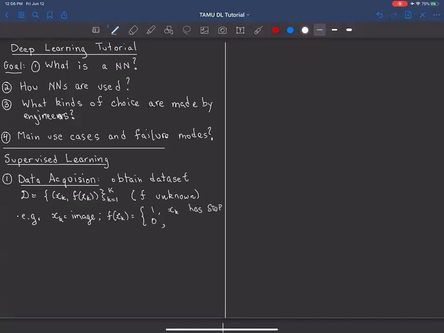Okay, so 1 if it has a stop sign, and 0 otherwise. You can imagine why this might be useful if you want to make a self-driving car. The car is going to have some kind of cameras on it, and it needs to be able to tell, you know, is there currently a stop sign in front of me?